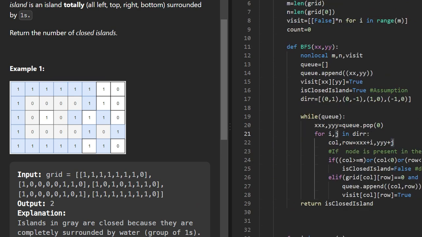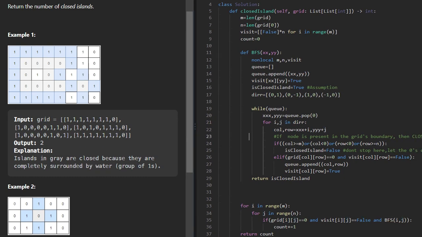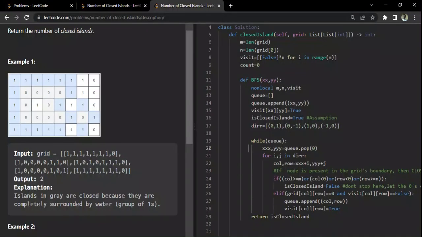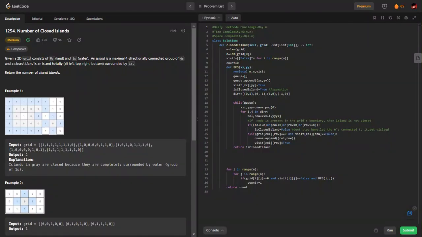And finally, that's what the question is, right? We have to return the closed islands. So we are checking if it is a closed island or not. This particular condition will come here, and if this is also true, we'll count it as one. Finally, if it's unvisited land and it's a part of an isolated island, we do count equals count plus one, and finally we return the count.